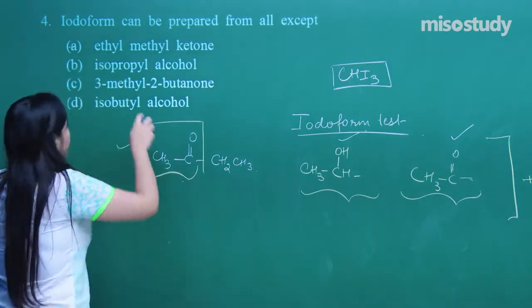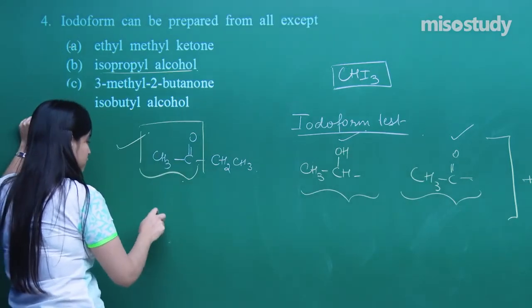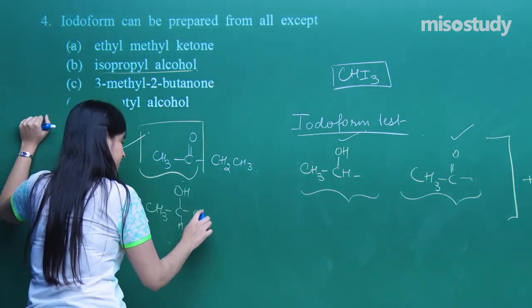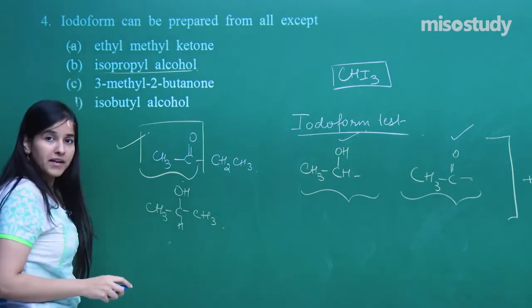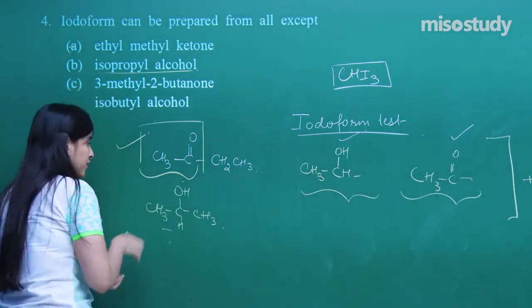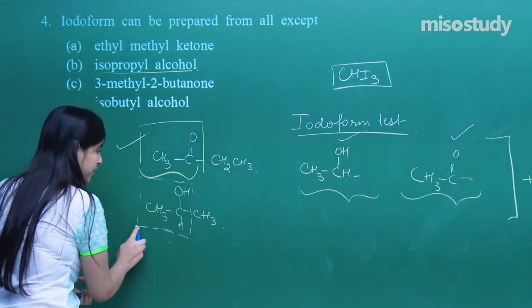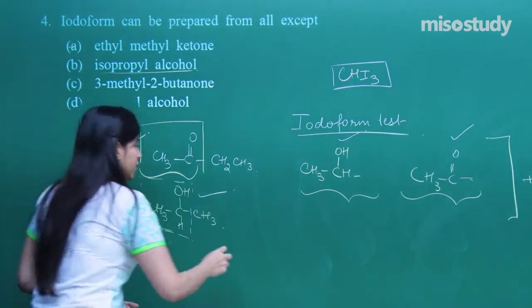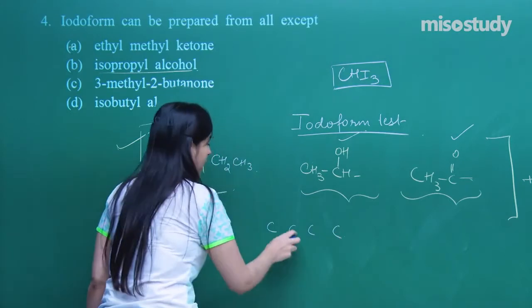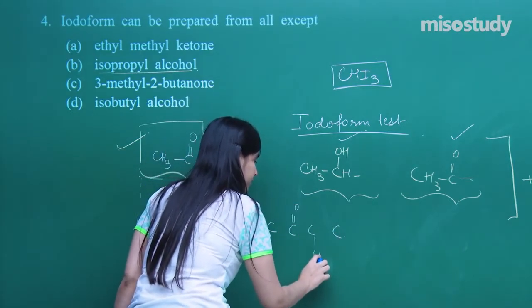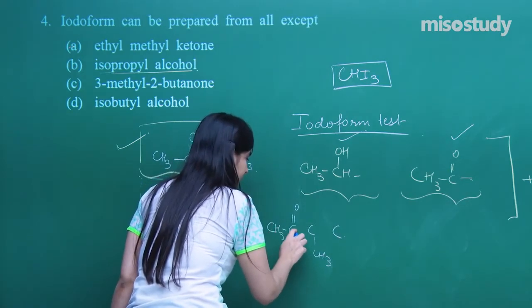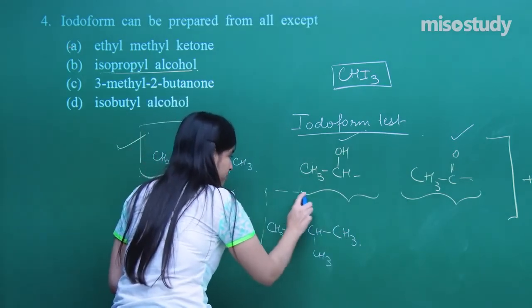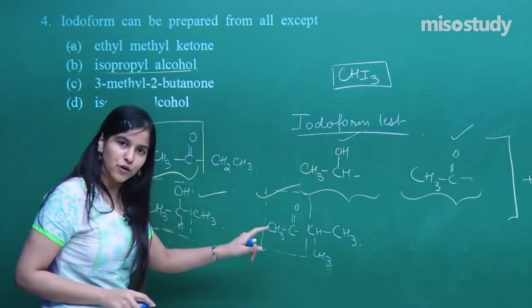give the iodoform. If I go on to isopropyl alcohol, what is isopropyl alcohol? It is this. This is isopropyl alcohol, and if you look very carefully, I again have the group over here. That means this will also give the iodoform test. What next? 3-methyl-2-butanone. So I have butanone, 2-butanone and 3-methyl. Again, if you observe the compound, you will see this particular group present over here. This will also give the test.